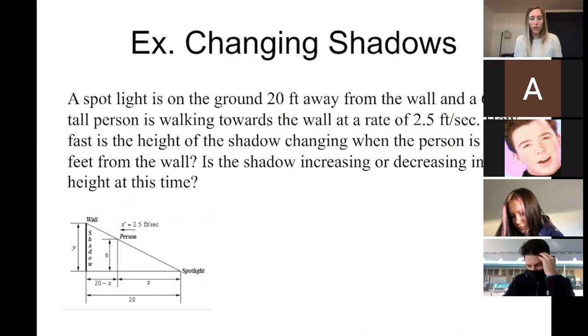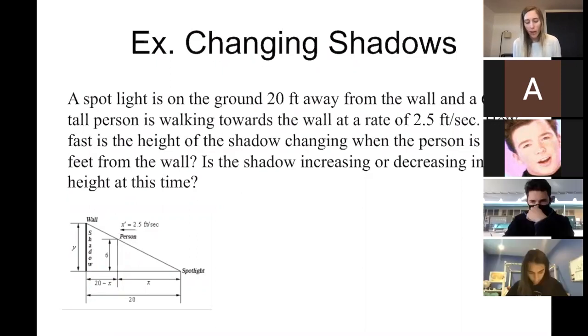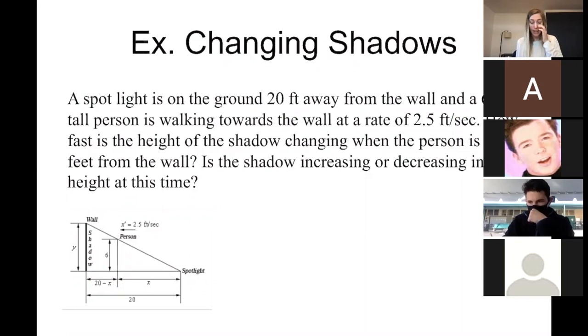Okay, so a spotlight is on the ground 20 feet away from the wall, and a 6-foot tall person is walking towards the wall at a rate of 2.5 feet per second. How fast is the height of the shadow changing when the person is 8 feet from the wall? Is the shadow increasing or decreasing in height at this time?